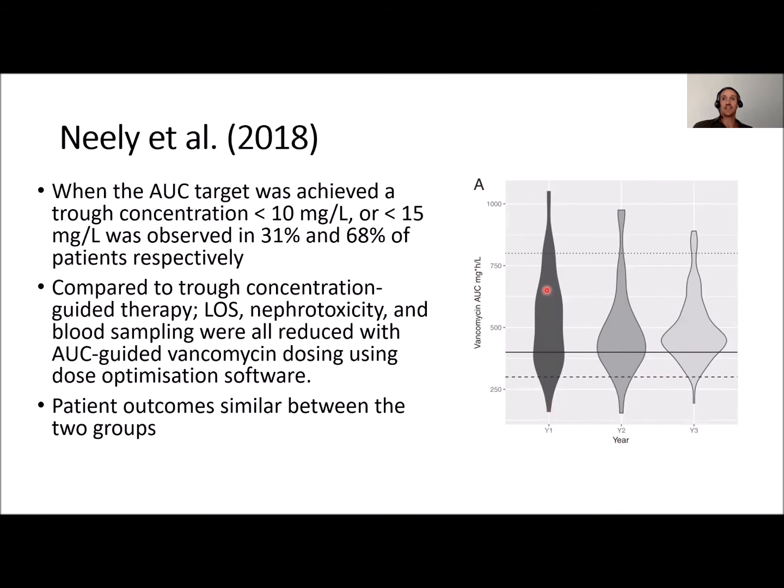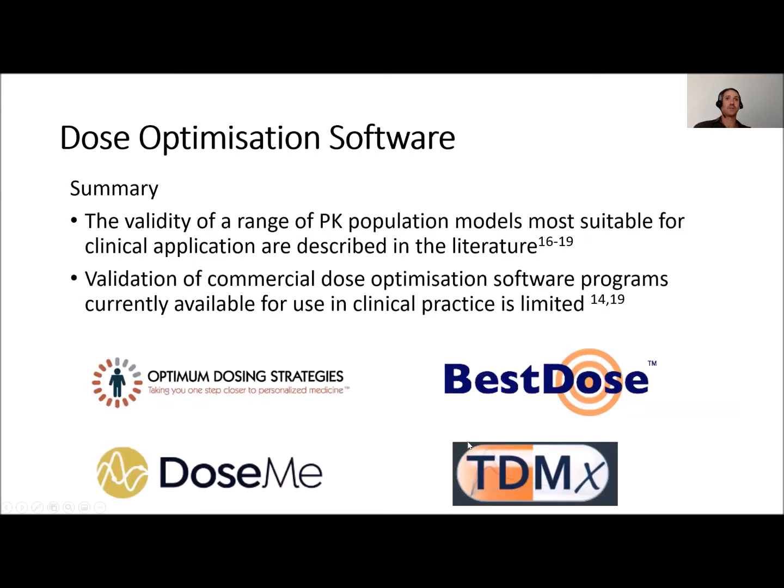I just wanted to show the violin plots here. In this first year, you can see we're looking at AUC over MIC, and you can see quite a range here. It's fairly flat. We go to the second year using the dose optimization software, and you can start to see this widening around the 400 to 500 mark. And as I said, in the third year, when they used the optimal timing aspect of the software, you can see this nice section here at 400 to 500. So that's very promising for the dose optimization software approach.